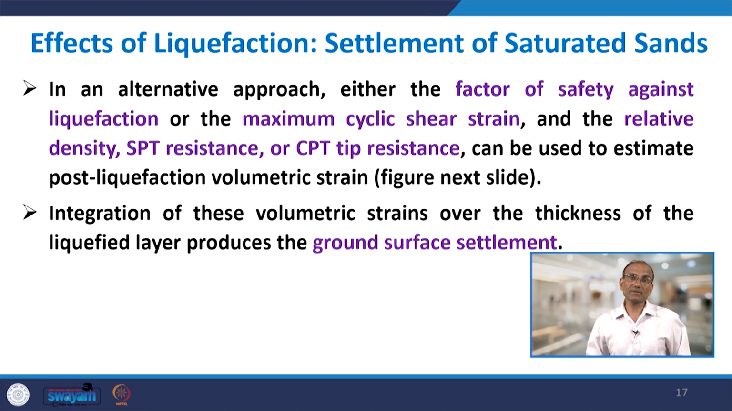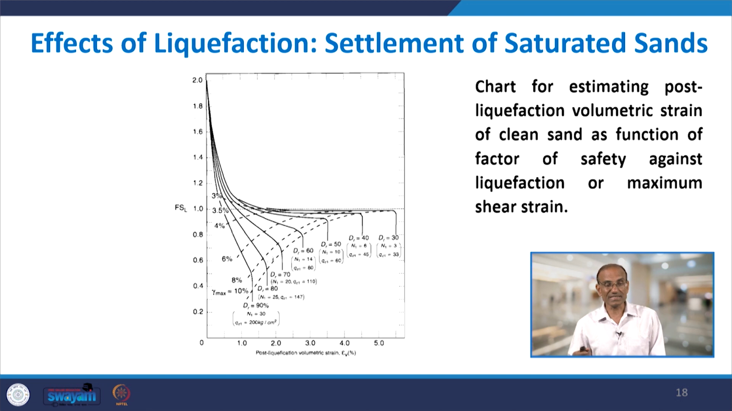Continue with the settlement of saturated sand. In an alternative approach, either the factor of safety against liquefaction or the maximum cyclic shear strain and the relative density, SPT resistance or CPT tip resistance can be used to estimate the post liquefaction volumetric strain. So, like we have talked about the liquefaction resistance, similarly volumetric strain can also be estimated by this figure, and let us discuss this figure first.